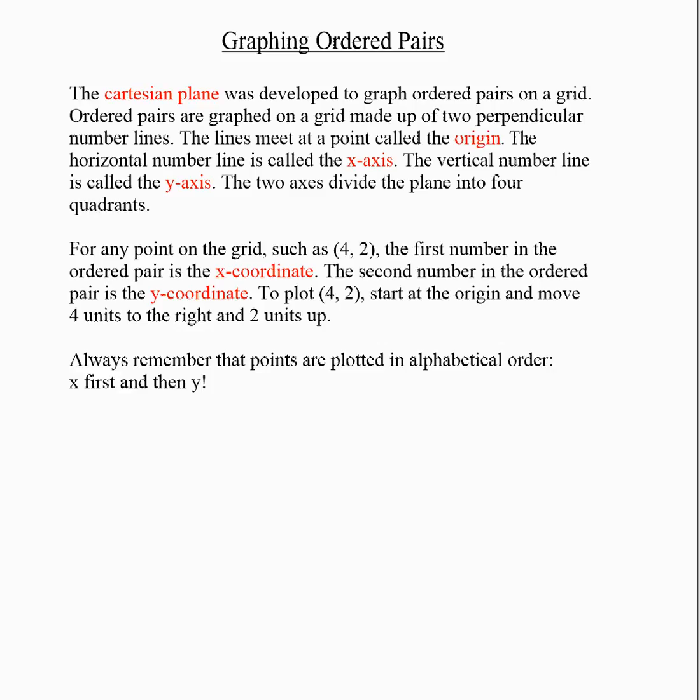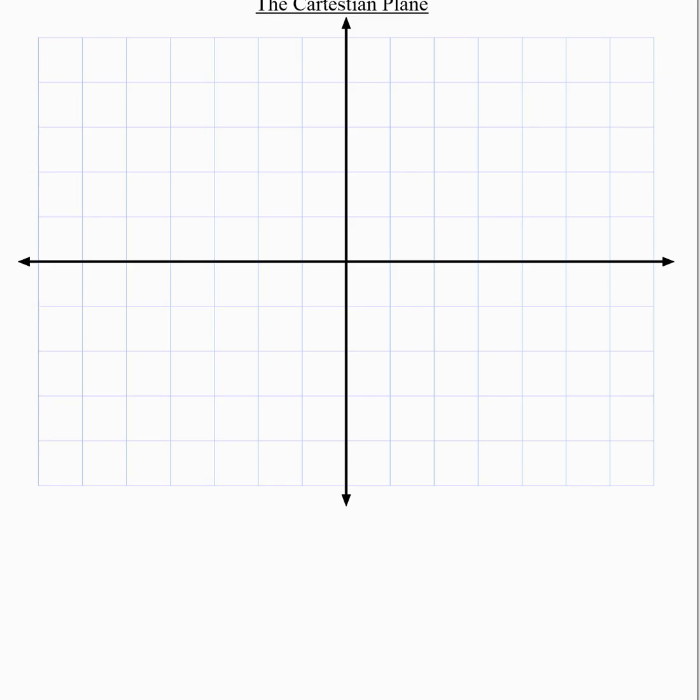The lines on the grid meet at a point called the origin, and there are two number lines, one that is horizontal called the x-axis and one that is vertical called the y-axis. And then when you graph points, your coordinates are always x comma y. So if that's hard to remember, just remember alphabetical order, x then y, which means when you're plotting, you move left and right first and up and down second. So let's label some of these things.